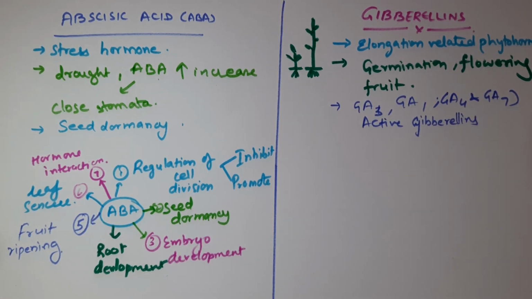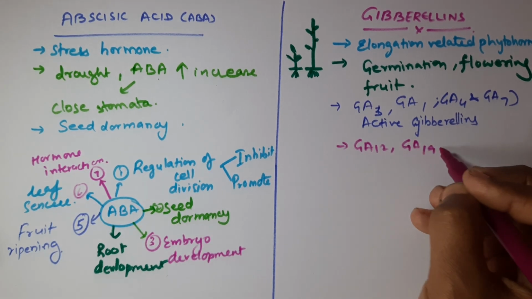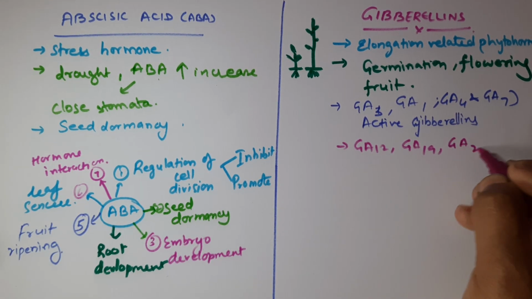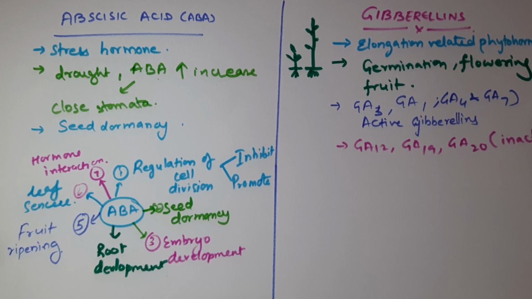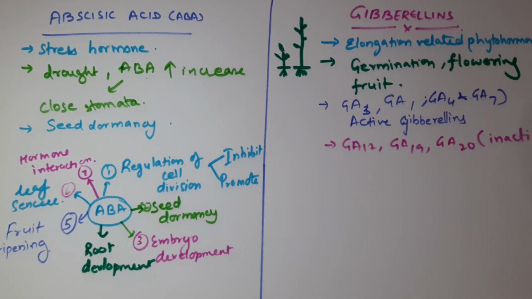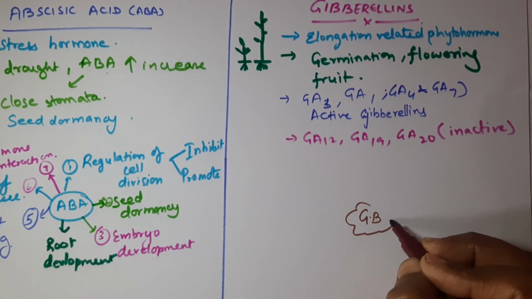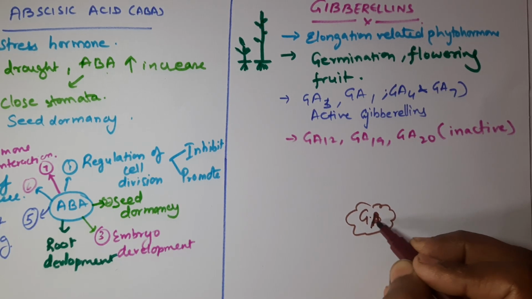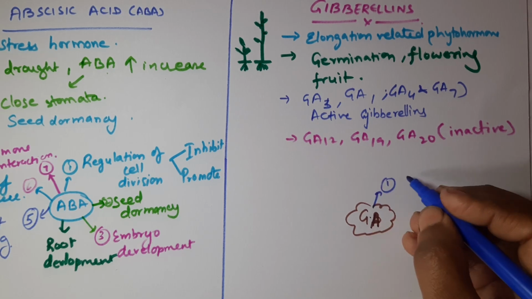There are some inactive ones also. For example, GA12, GA9, and then GA20. These inactive forms are not directly involved in the response due to gibberellin, but they are used in the formation of the active gibberellins. So they act as precursors. Let's quickly talk about the functions of gibberellins. In short, I will write GA, gibberellic acid. The first and foremost important role is stem elongation.